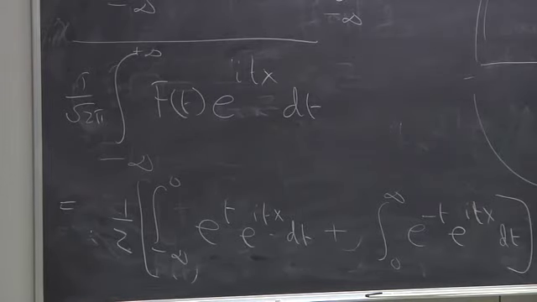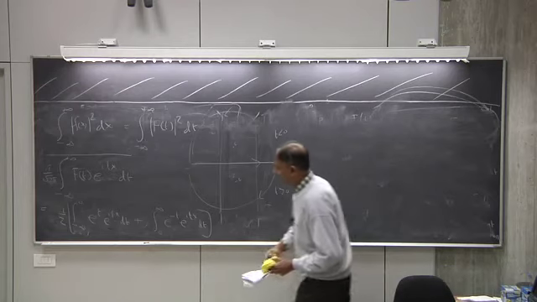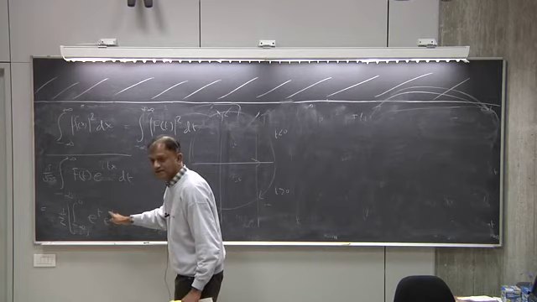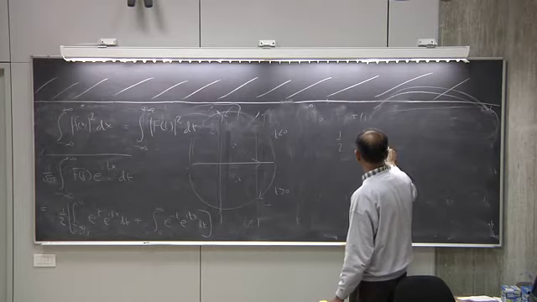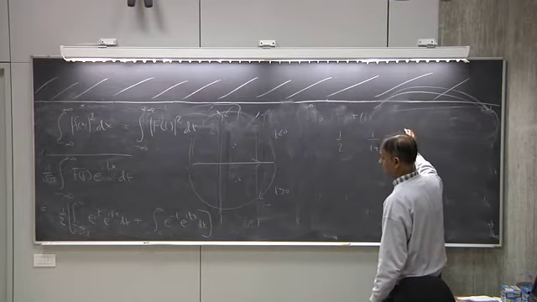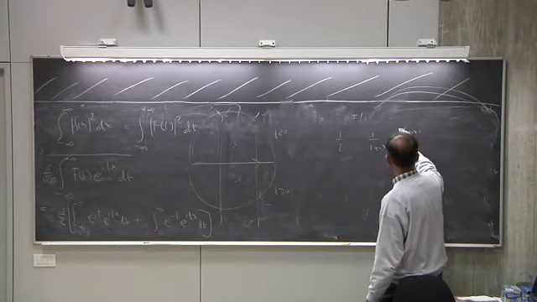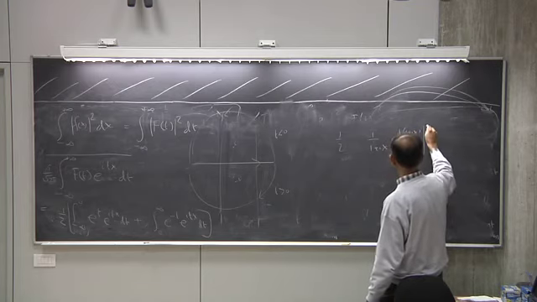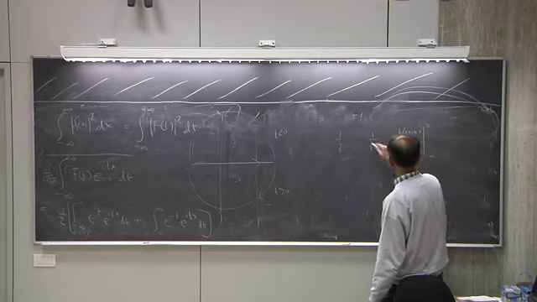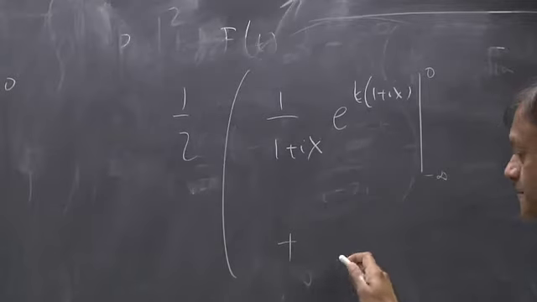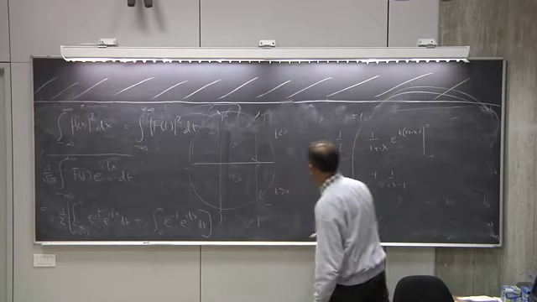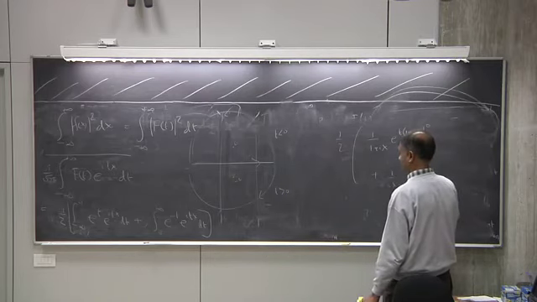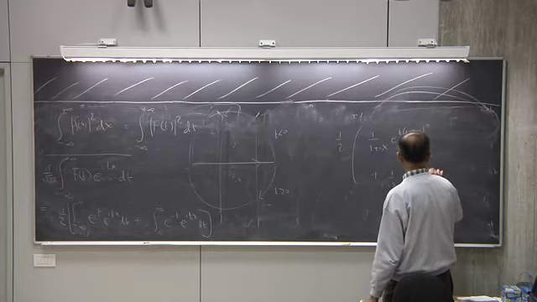So let's see. This is a trivial integral because this is just e to the t times 1 plus ix, right? And then when you integrate, the first term gives you 1/2 of 1 over 1 plus ix times e to the t times 1 plus ix in the two limits, 0 and minus infinity. And the second integral gives you plus 1 over ix minus 1 times e to the power of t times ix minus 1 from infinity to 0.